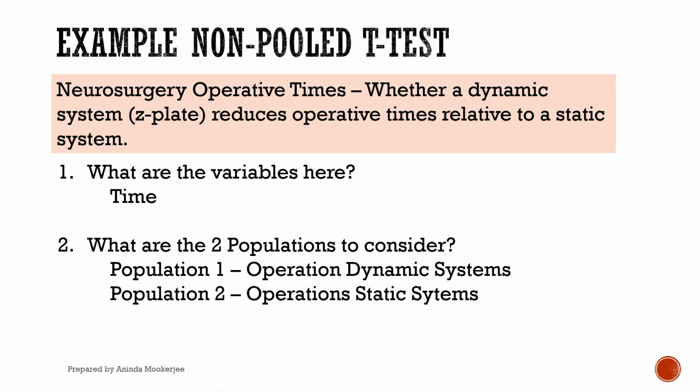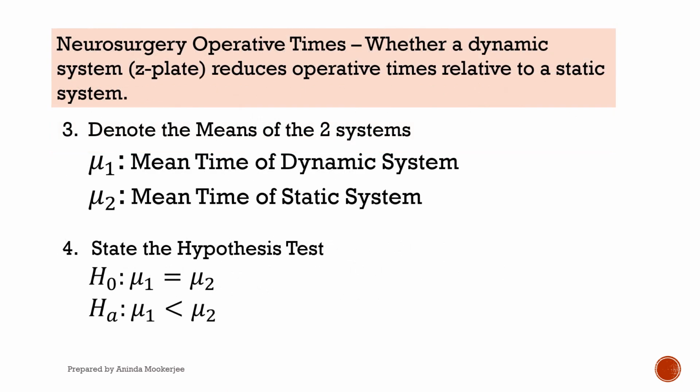Now, question number 3 asks to denote the means of the two systems. So the mean time taken using the dynamic system would be denoted as mu sub 1, and the mean time using the static system is denoted as mu sub 2. That should align with the two populations that we defined earlier.